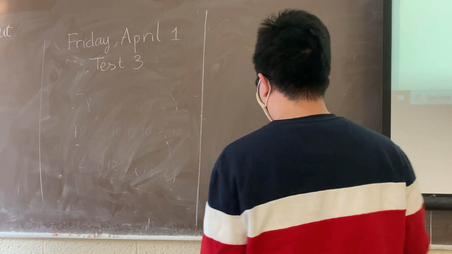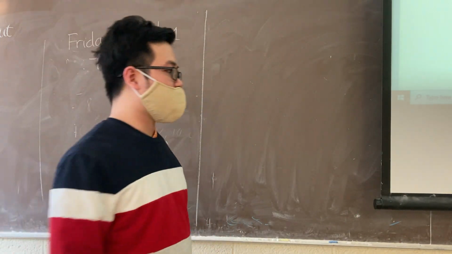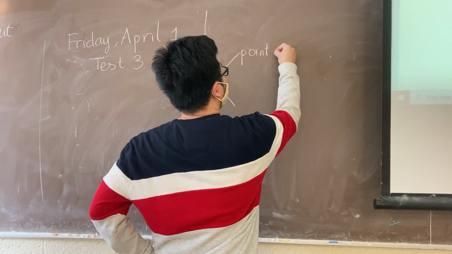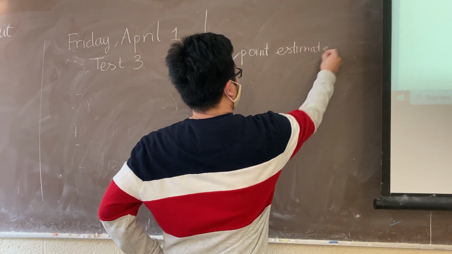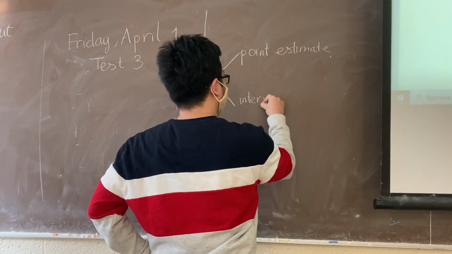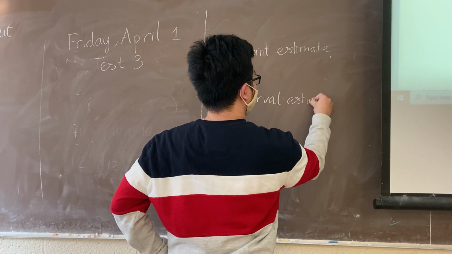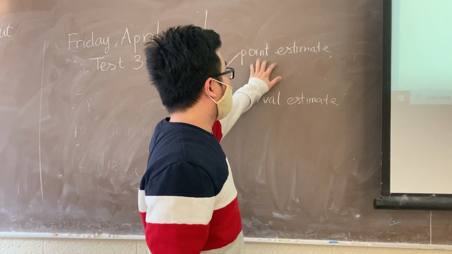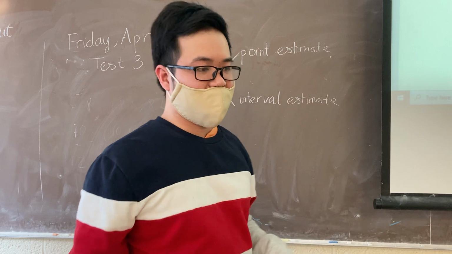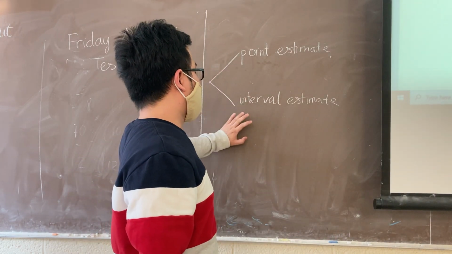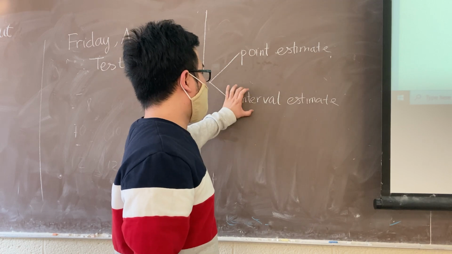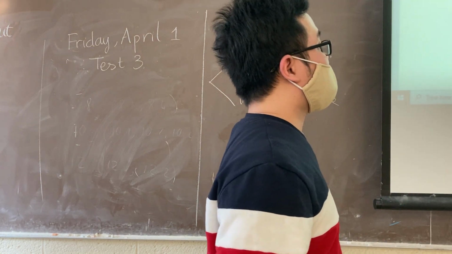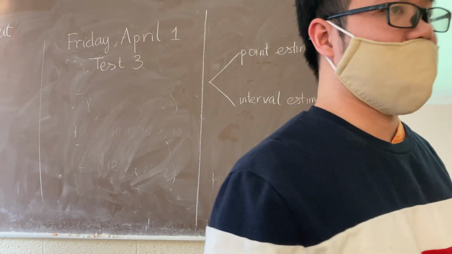We have two kinds of estimate. The first is the point estimate, and the second is the interval estimate. The first one is sometimes not an exact method, and the second one is better than the first one. I will give you the definition. The point estimate is a single number estimate of a population parameter.